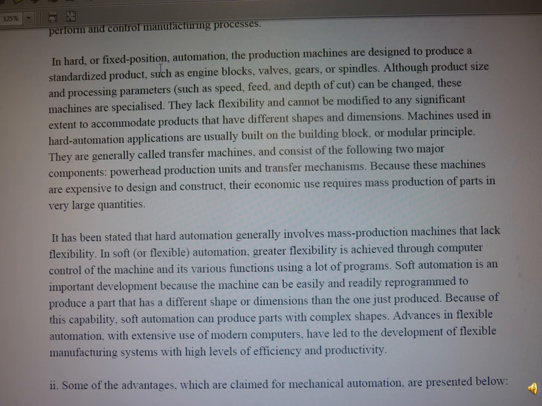In soft automation, greater flexibility is achieved through computer control of the machine and its various functions using a set of programs. So soft automation is an important development because the machine can be easily and readily reprogrammed to produce parts that have a different shape or dimensions than the one just produced. Because of this capability, soft automation can produce parts with complex shapes. Advances in flexible automation with the extensive use of modern computers have led to the development of flexible manufacturing systems with a high level of efficiency and productivity.